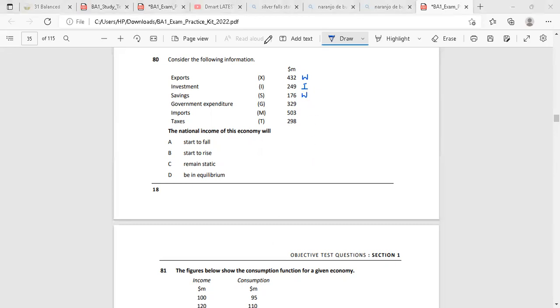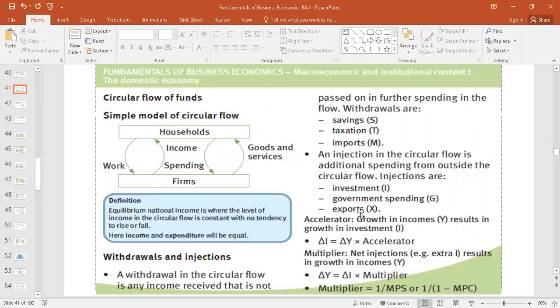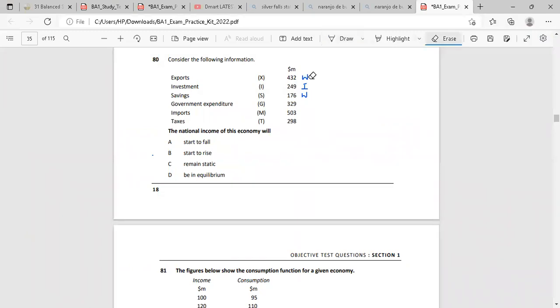What is government expenditure? Ma'am, government expenditure and exports are also injections only. Like exports is an injection? Yes. It's given that injections in the circular flow are investment, government spending, exports. What is government expenditure? Government is injecting, isn't it? Are you able to see the screen? Yes, ma'am. Imports will be a withdrawal. Taxes will be a withdrawal. Check how much is injection, how much is withdrawals. So 1,010 injections and 977 withdrawals.